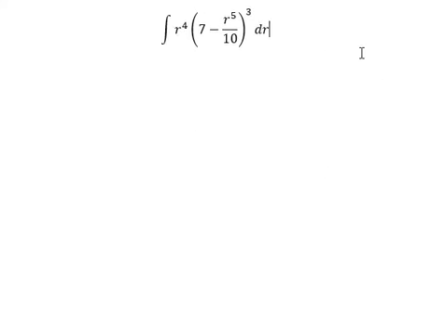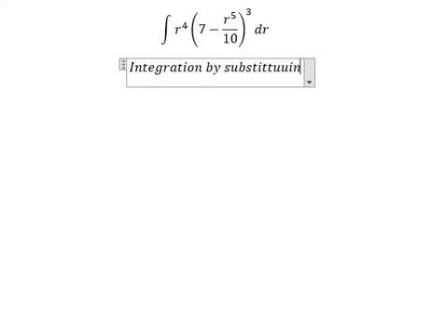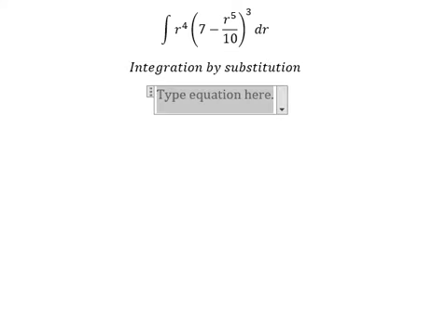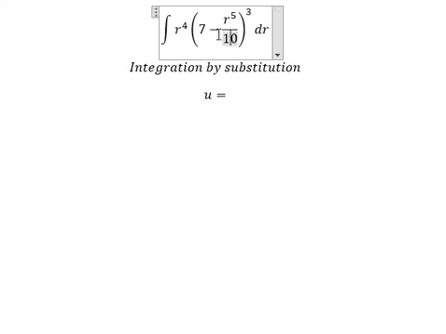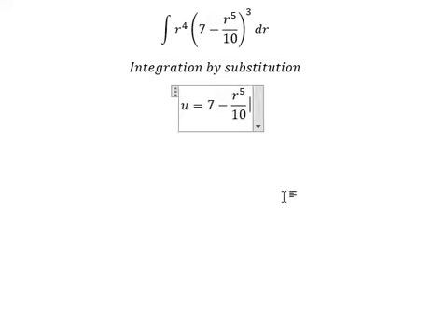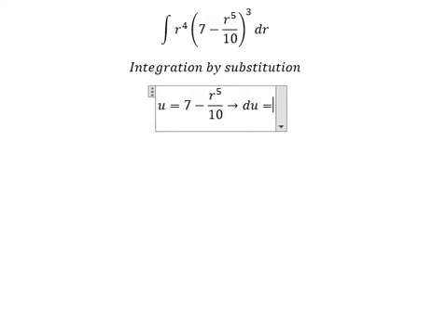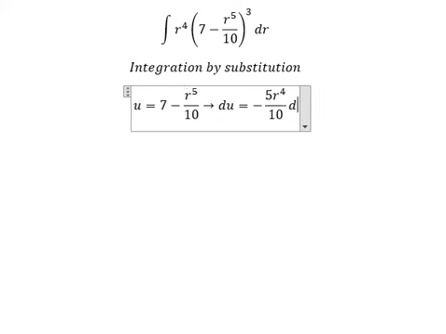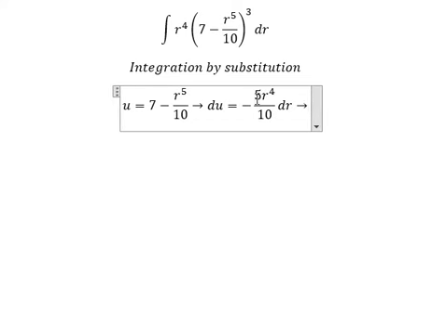And the last one, we need to use integration by substitution. So I will put u equals to this one. So we do first the derivative for both sides. You got negative 5r to the power of 4 over 10 dr. We divide both sides by number 5.